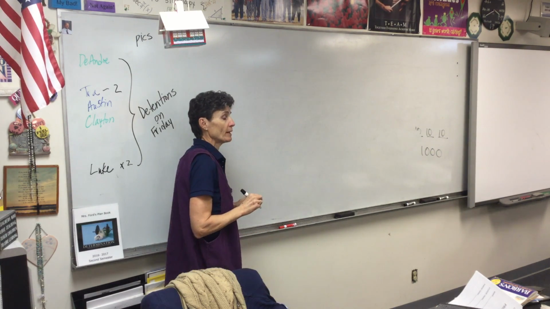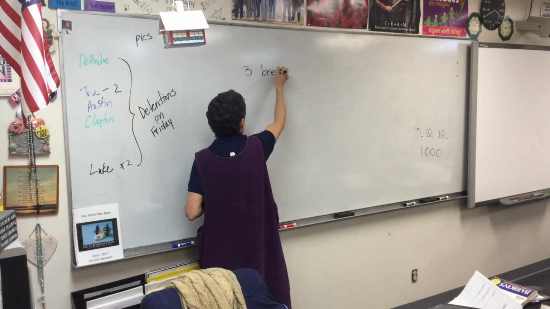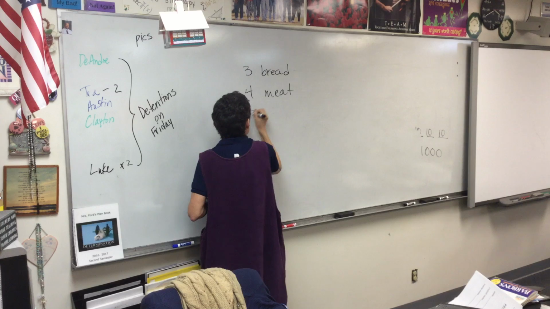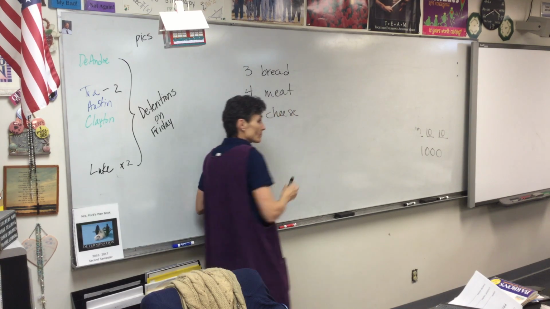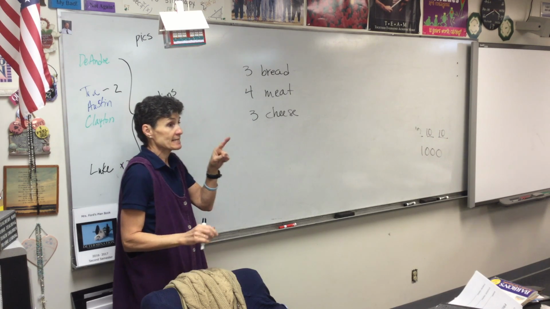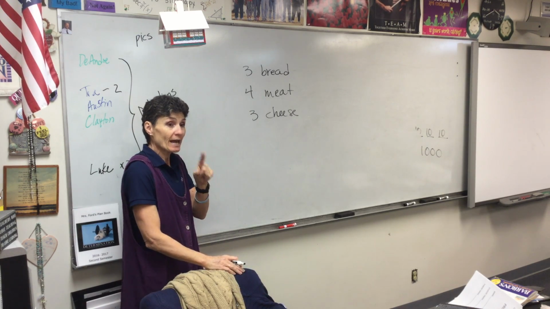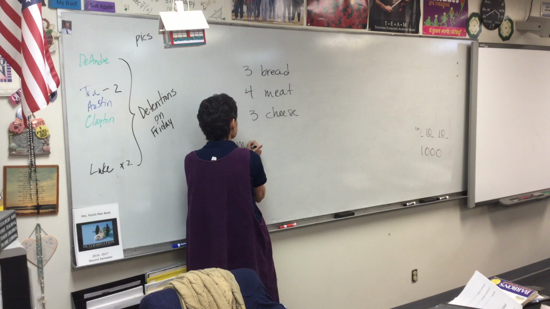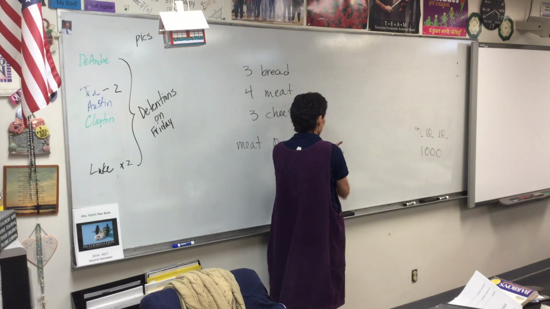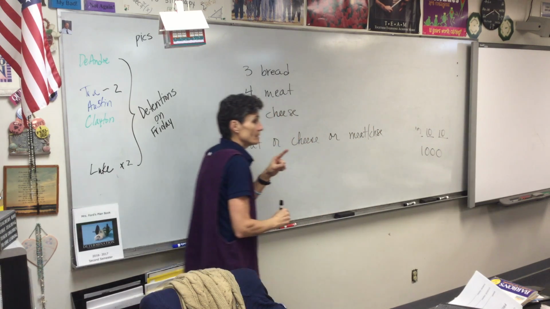Let's suppose you're going to go in and buy a sandwich. There are 3 kinds of bread, 4 kinds of meat, and 3 kinds of cheese. You are going to buy a sandwich. By definition, a sandwich has bread. So you are going to have either a meat sandwich or a cheese sandwich or a meat and cheese sandwich.